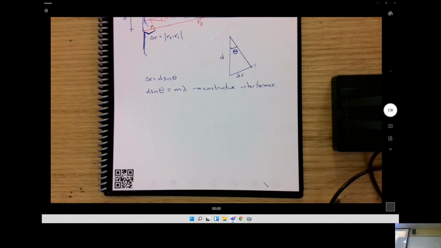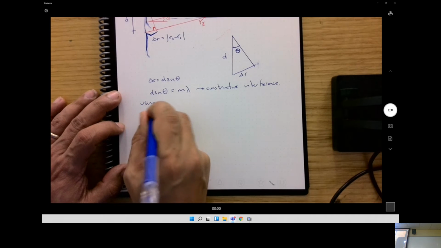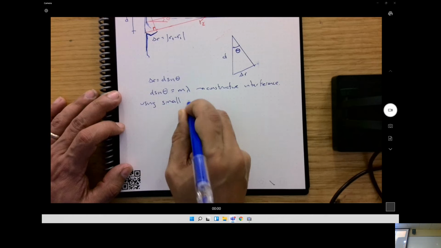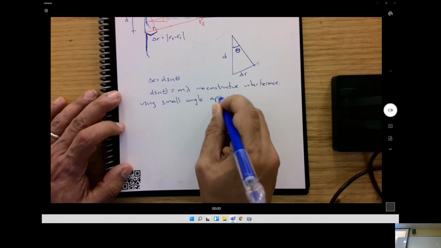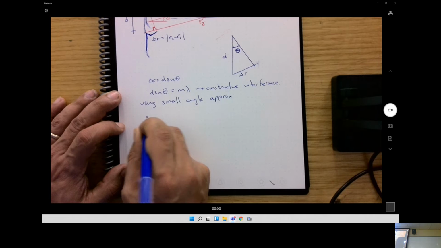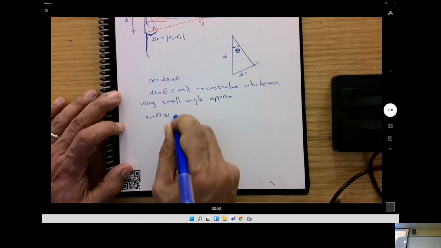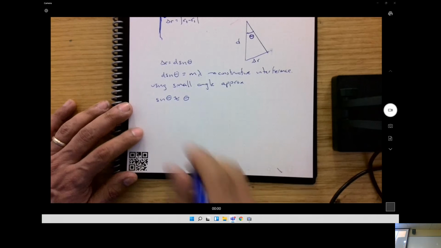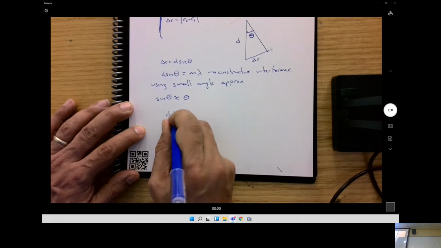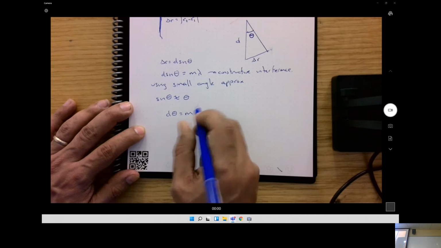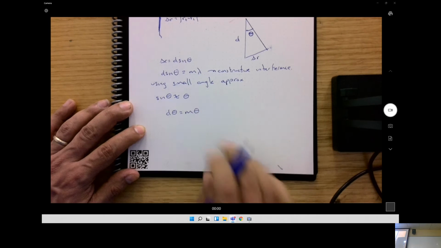Okay, if I want to evaluate the condition for destructive interference, then I will do d sine of theta equals (m plus 1/2) lambda. Now, because I'm working with such small angles, I can use a small angle approximation. With a small angle approximation, I know that the sine of theta is very similar to theta. So I can say d times theta is going to be equal to m lambda.